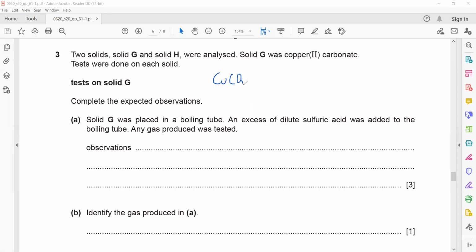As you add copper carbonate, you add an acid, sulfuric acid. Acid plus carbonate gives salt, water and carbon dioxide. So the salt will be copper sulfate, aqueous copper sulfate, then carbon dioxide, that's why bubbles, and water is there. So this copper sulfate is blue in color, so the resultant solution is blue.